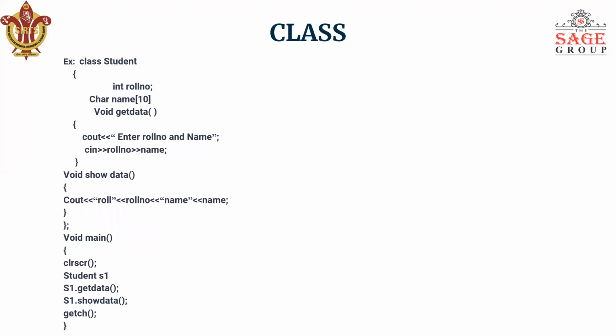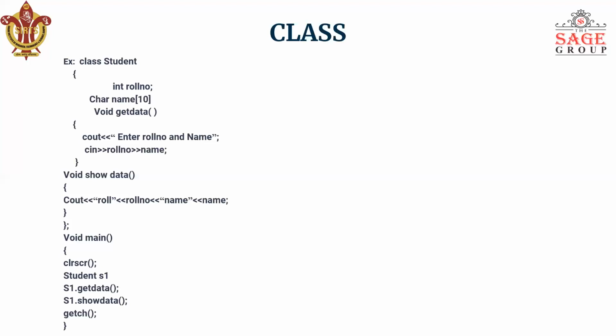Inside that class, we create a method that is getdata. Inside that getdata, we simply write two statements: we ask for the roll number and name using a cout statement that will be printed on the output screen, and using cin we take the values of roll number and name. After that, we create another method that is showdata. Inside showdata, we simply print the name and roll number of that particular student. Now we terminate the code, and after that we close the class with a semicolon.